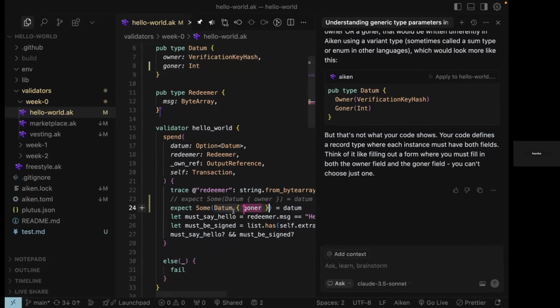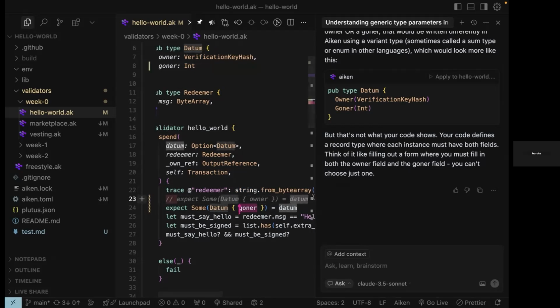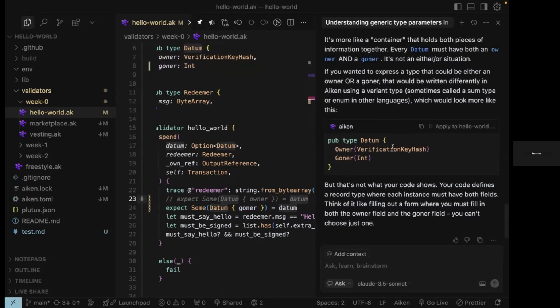How would you read this? Would you read it as datum is of the type owner here? Or are you saying the owner section of the datum type should be saved as datum? You know what I'm saying? What I read is datum can be either owner or goner. And the AI is also saying something different.